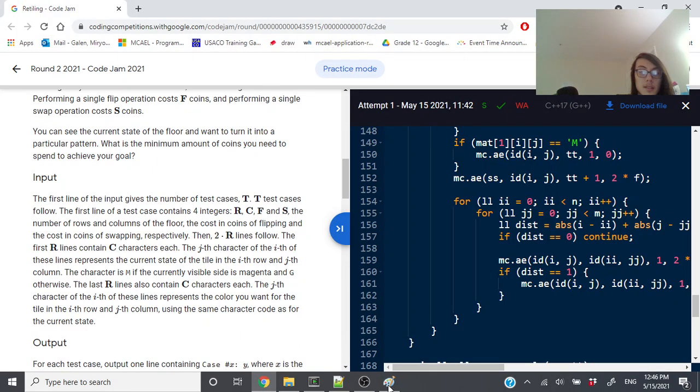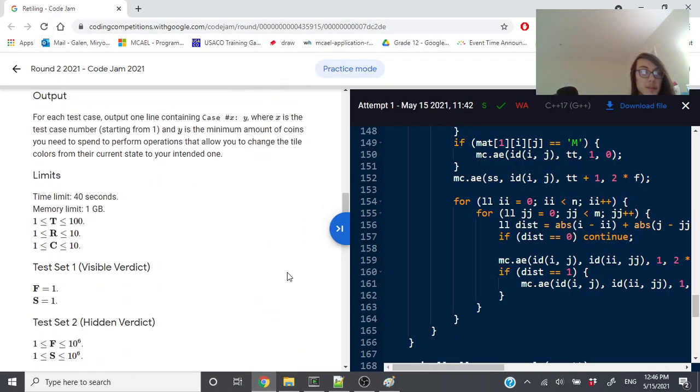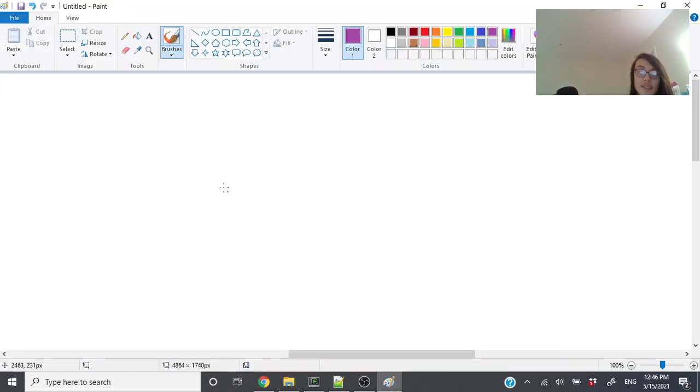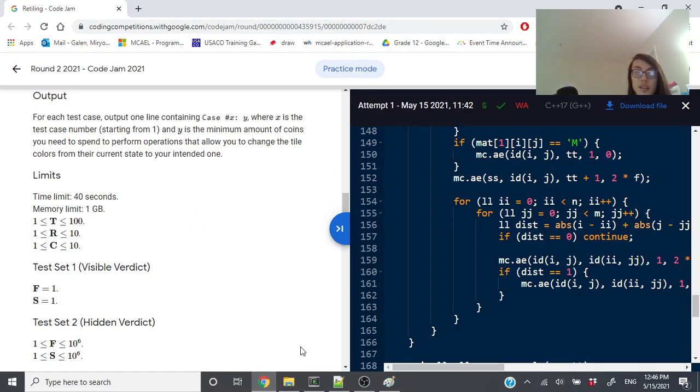I guess not. So the basic idea is to represent this as a min-cost flow network. And that's the idea. So essentially, we're going to assume that m equals 1 and that g equals 0. So essentially, doing a swap from 1 to 0 is moving flow from one spot to another with cost s.